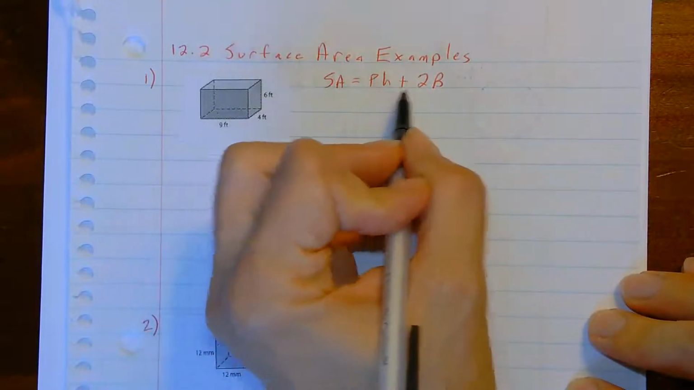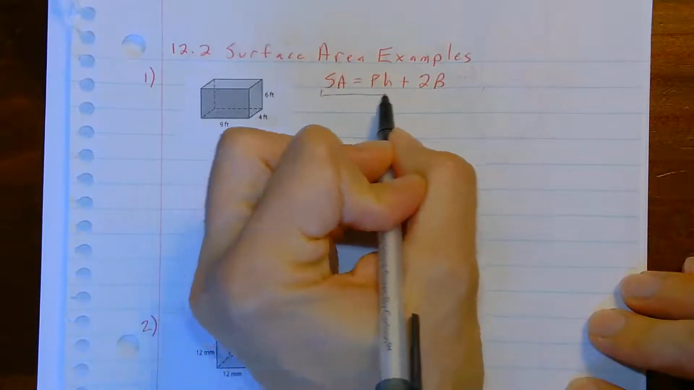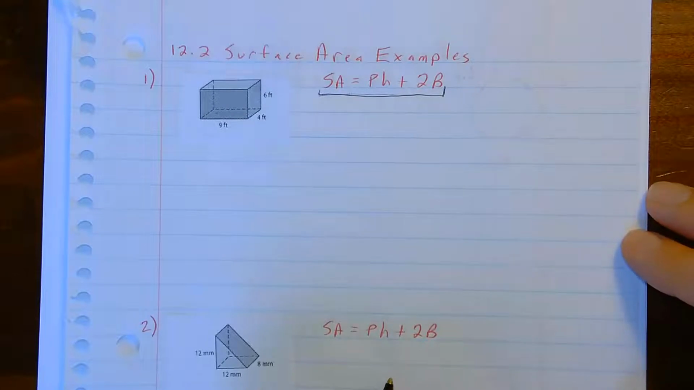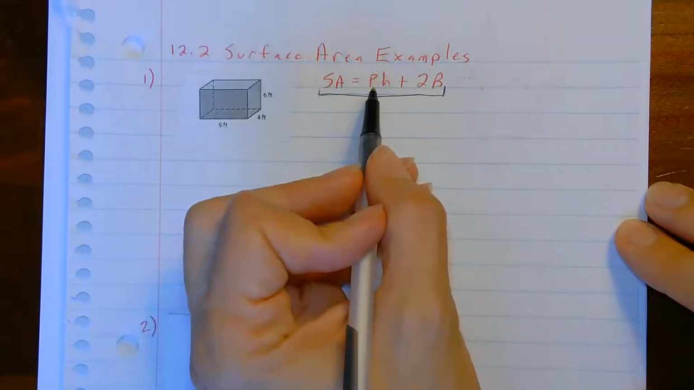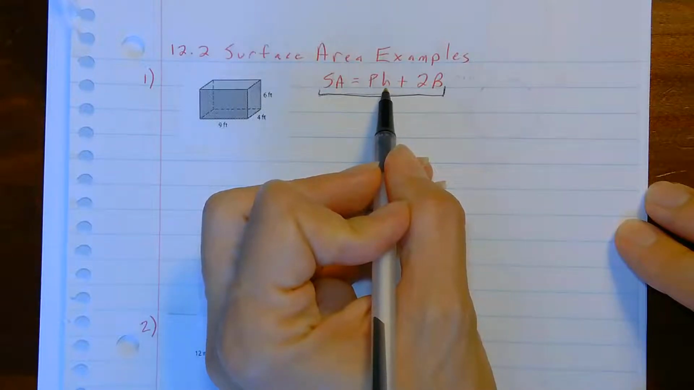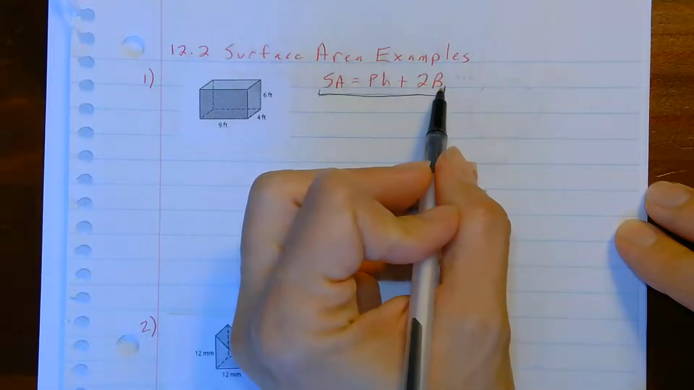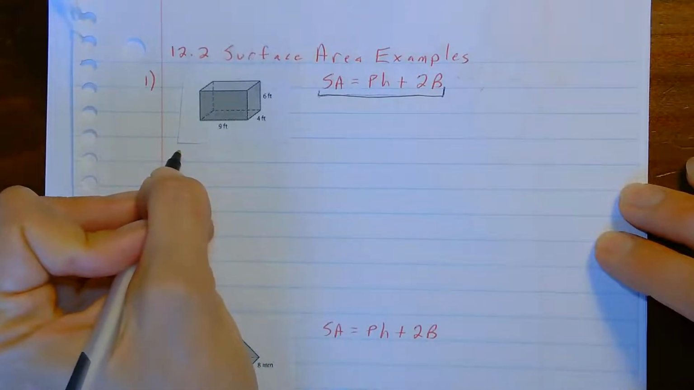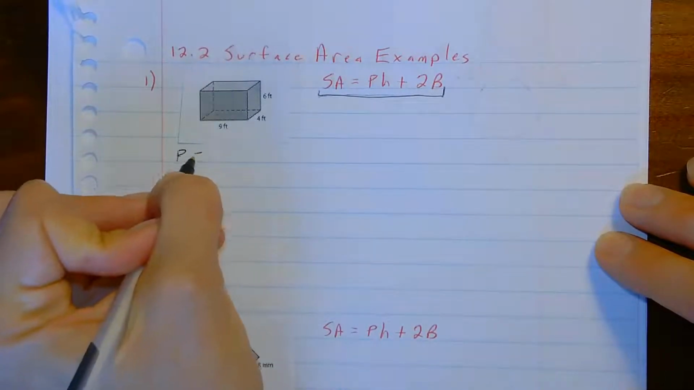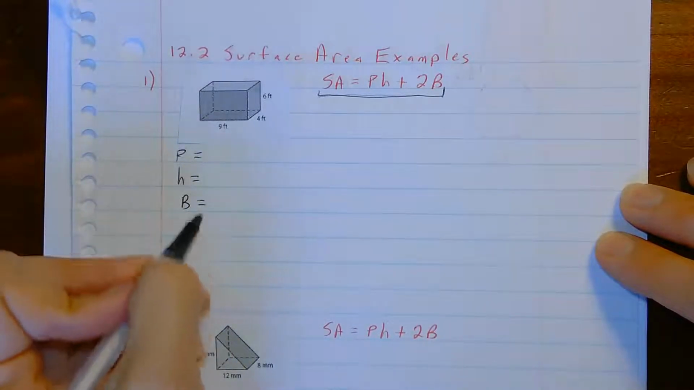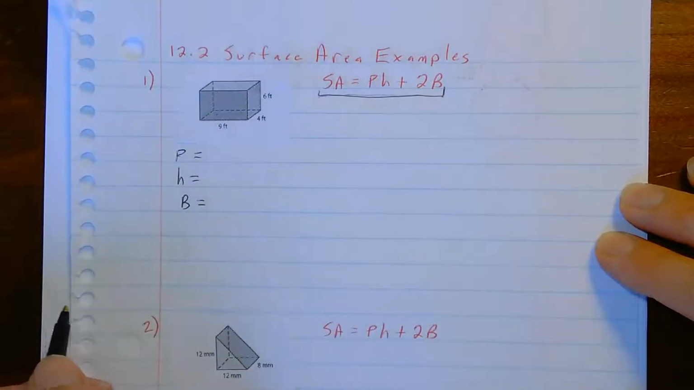Okay, so now we have these different variables. This is going to be the formula that we use for surface area for all of our prisms and cylinders. It's a P for the perimeter of the base, an H for the height of the object when it's sitting on its base, and a capital B for the area of the base. So what I want you to do on all these problems, you're going to be doing 6 problems. You're going to list out the variables to the side so that you can find them individually, and then you'll take them in and put them into the formula.